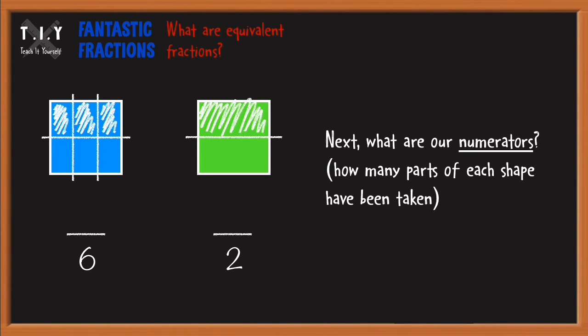Next, we need to identify our numerators. How many parts of each shape have been taken? We can see that 3 parts of the blue square have been shaded, and that only 1 part of the green square has been shaded.